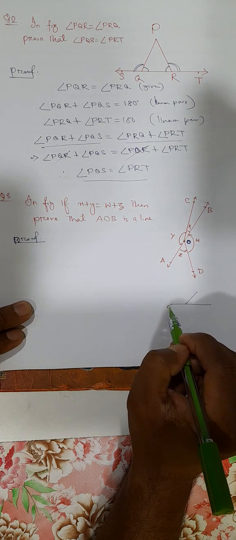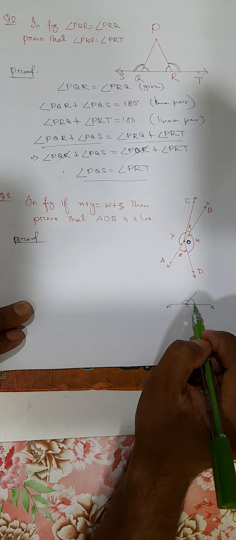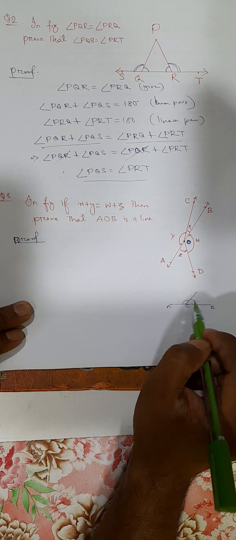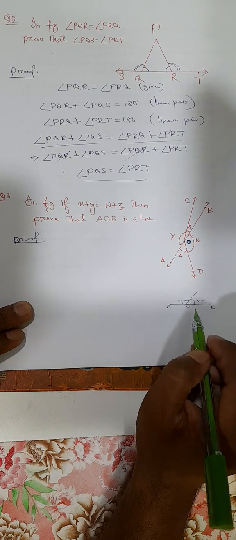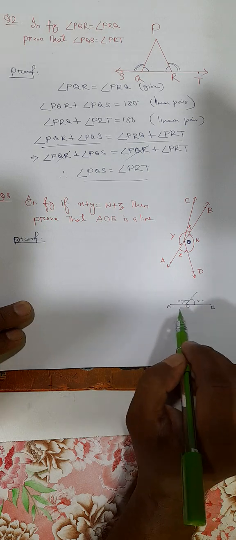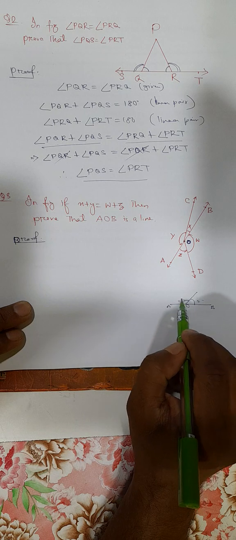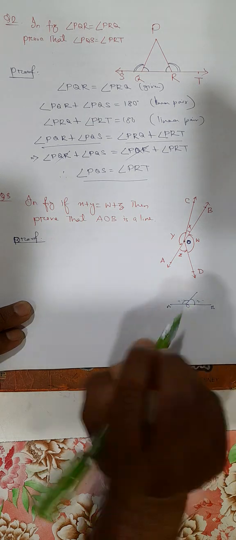Suppose this is AOB. If you can prove that it's a linear pair, that the sum of these two angles is 180 degrees, then you can say AOB is a line. Since it's a linear pair, these two angles are on the same line. Then you can prove AOB is a line.